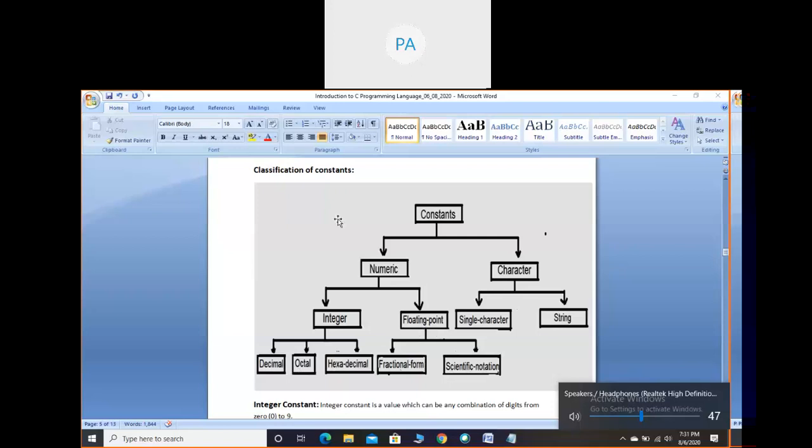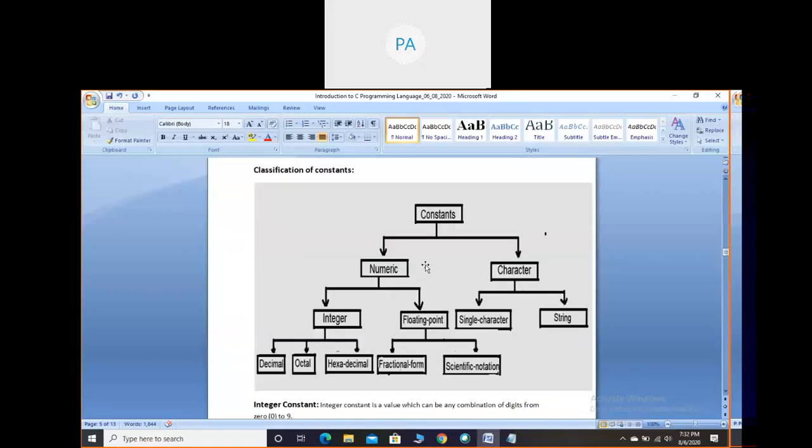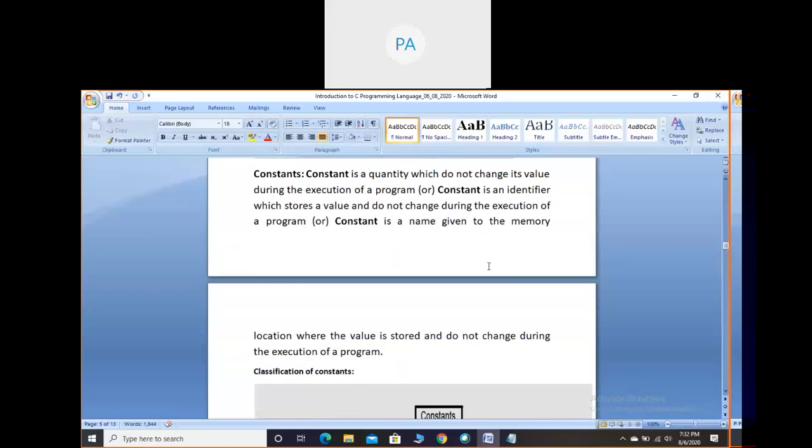First you copy the definition of constants and this complete classification, then we will go into detail on the classifications. Once you finish the three definitions of constant, you just tell me, I will scroll down.